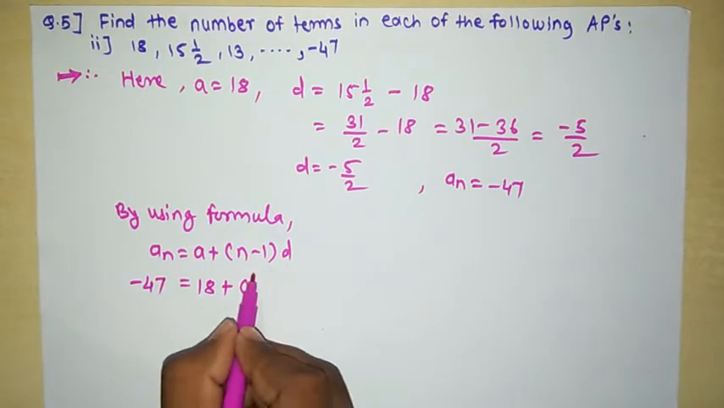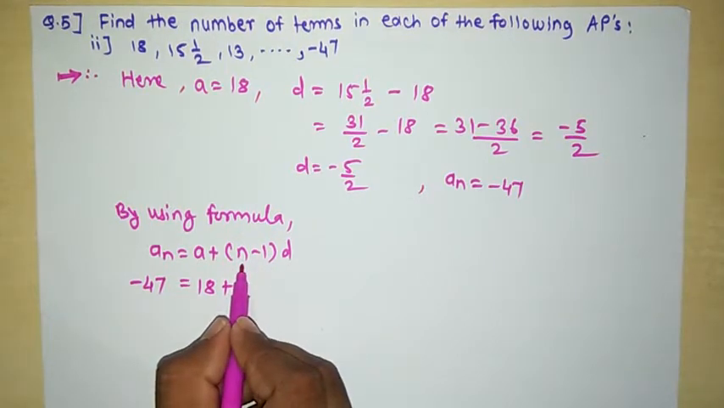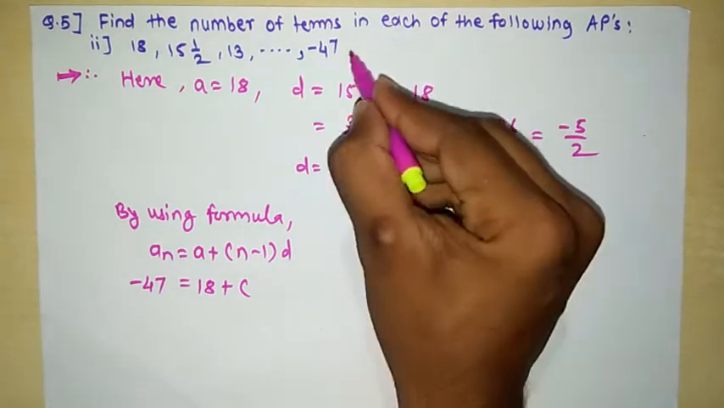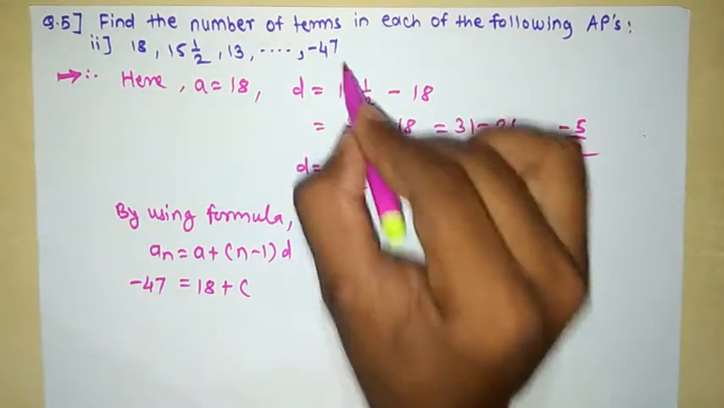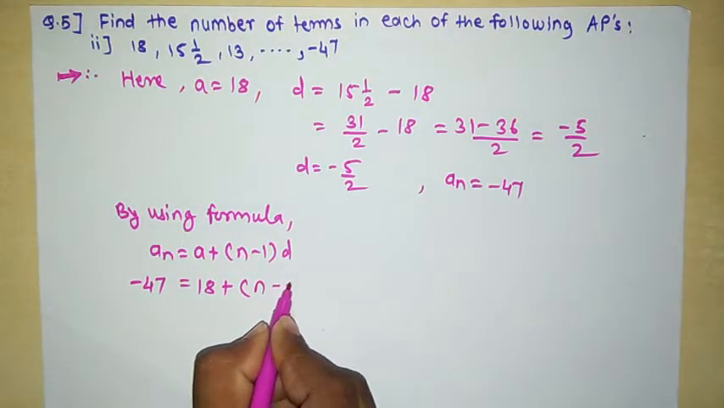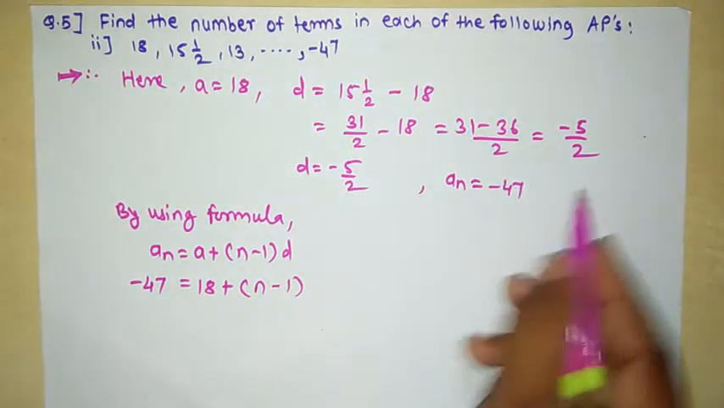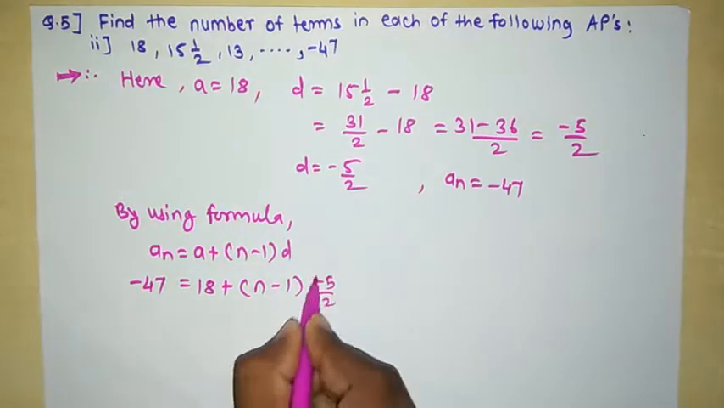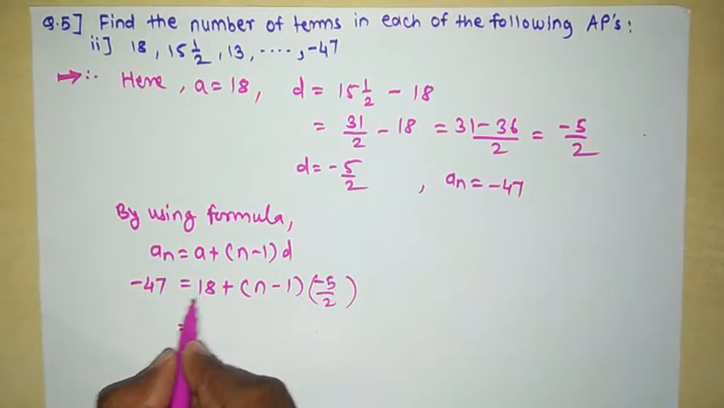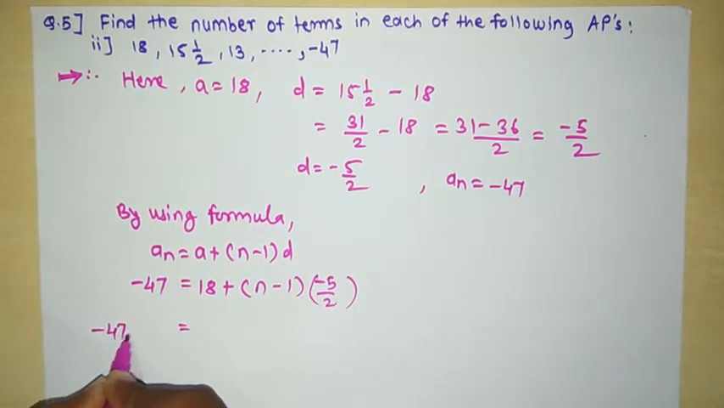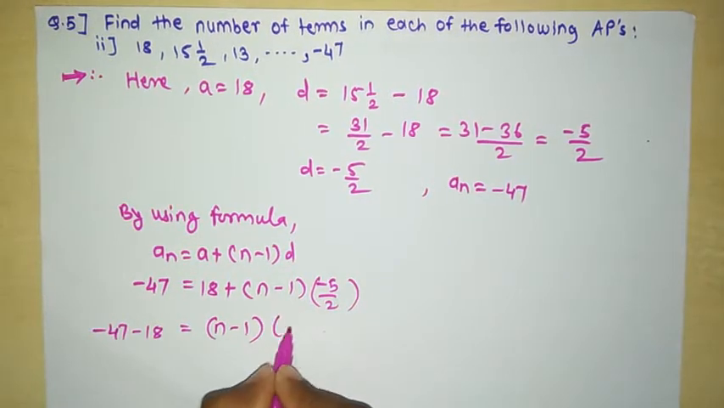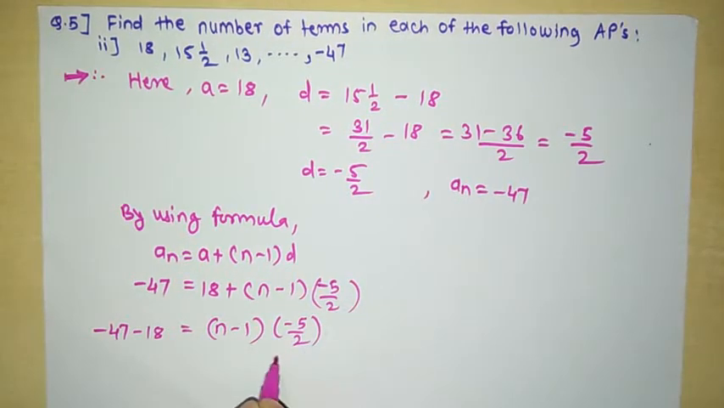n minus 1 into d. N, what is the n? Which term is minus 47? Because minus 47 is the last term, we don't know this. Therefore the value of n we have to find here. N minus 1 into d. What is the d here? D is minus 5 by 2. Now send this 18 towards the left hand side. It will become minus 47 minus 18 is equal to n minus 1 into minus 5 by 2.